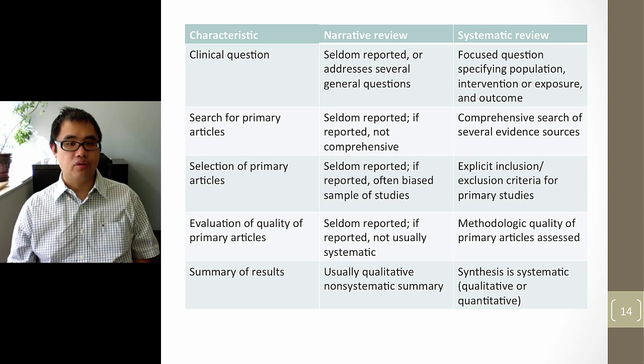In a systematic review, there are explicit inclusion and exclusion criteria for primary studies. In a narrative review, the evaluation of quality of primary articles is seldom reported, and if reported, it's not usually very systematic. In a systematic review, the methodologic quality of primary articles is assessed using a rigorous systematic method. And in the summary of results in the narrative review, there's usually a qualitative, non-systematic summary, whereas in a systematic review, the synthesis is systematic, and it can be either qualitative or quantitative.